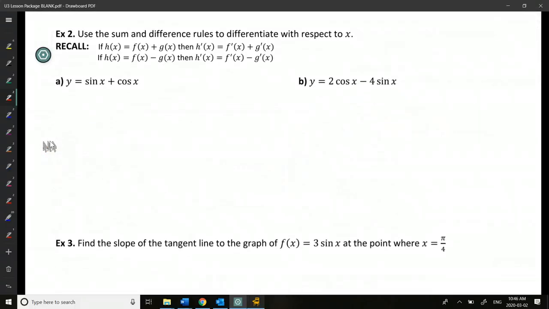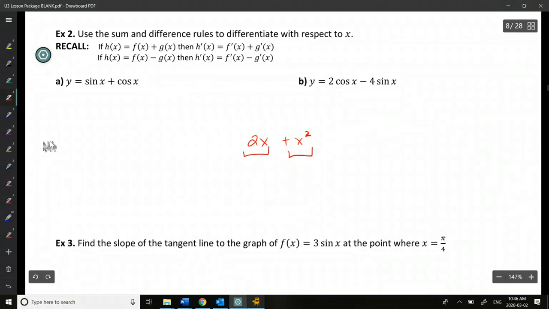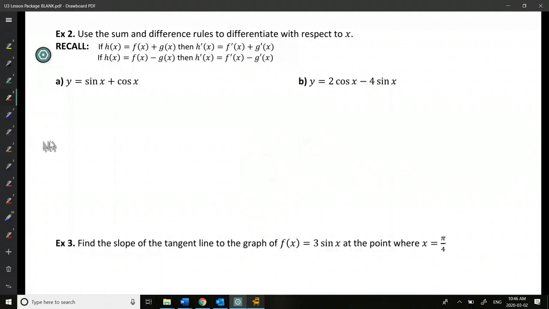Okay, sum and difference rules are basically just like for any multi-term equation. We just take the derivatives of each individual term. So when you did something like 2x plus x squared, to find the derivative, you just take the derivative of each of these terms. That's what the sum and difference rules are telling us here. Just take the derivative of each individual term.